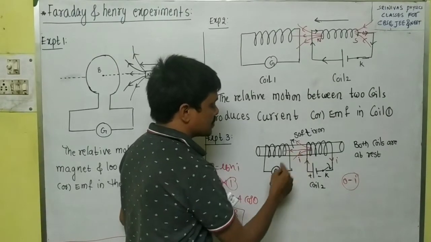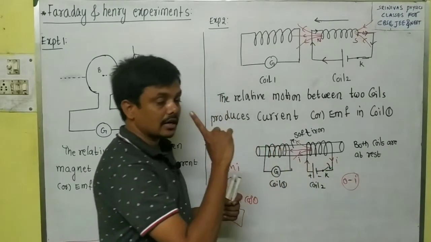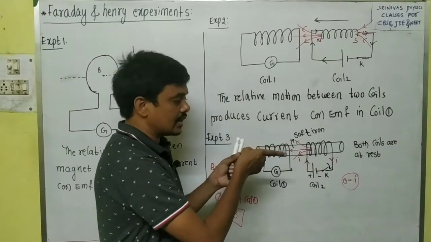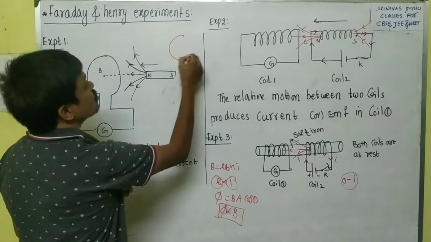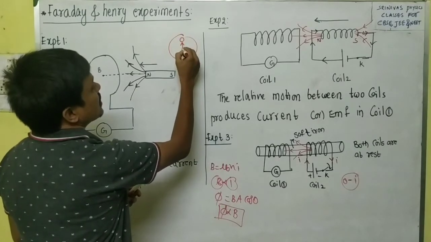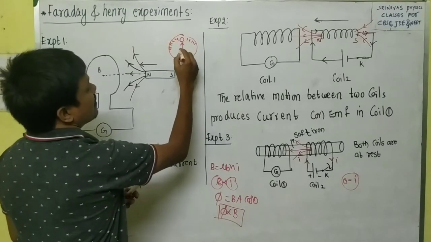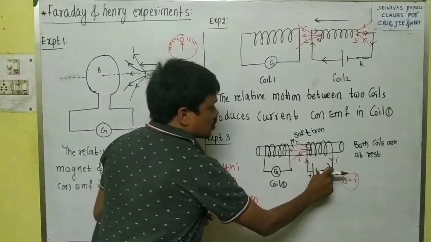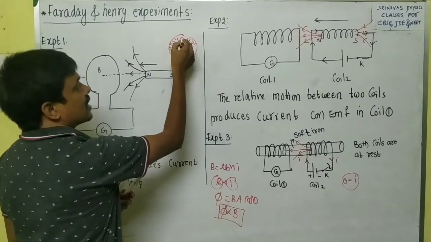Whenever they closed the plug key, they observed the deflection in the galvanometer: instantly the deflection goes to one side and then comes back to 0. The galvanometer will be like this, and it can be used to measure small currents. The galvanometer shows 0 here, with lines on this side and lines on this side. When they close the plug key, the deflection occurred to this side and instantly it came back.